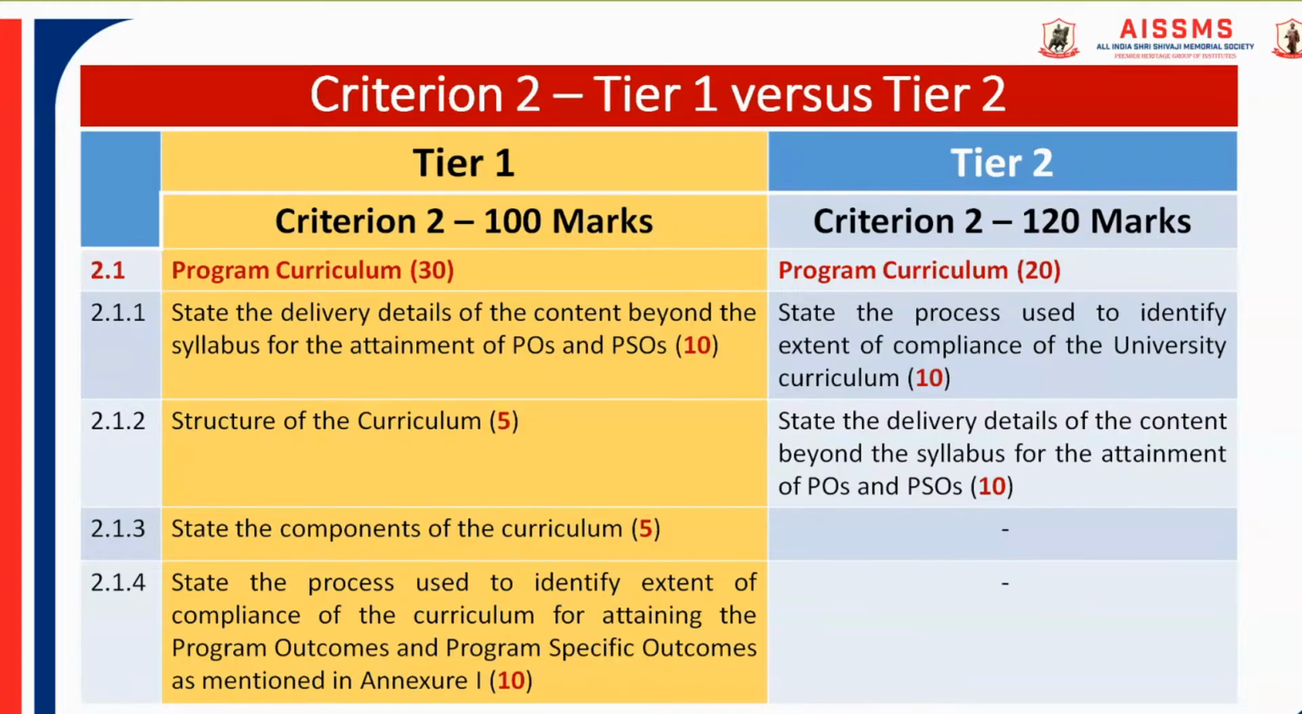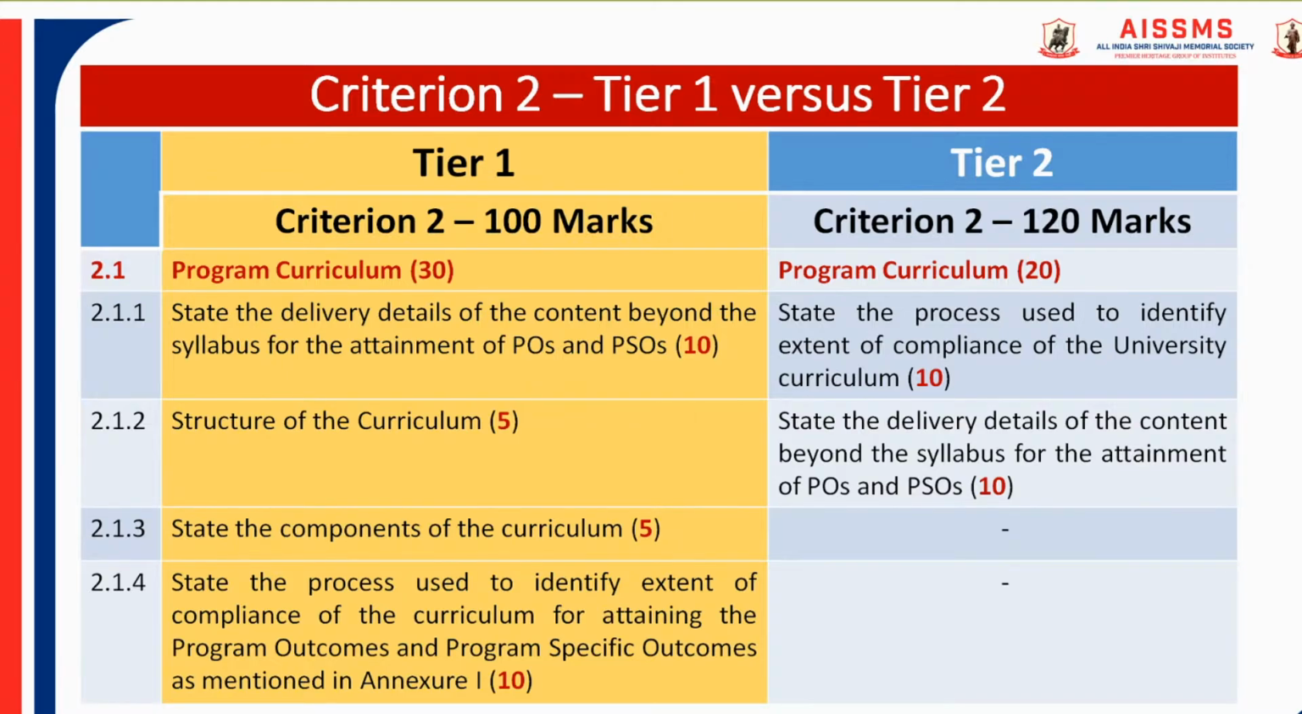The next is the structure of the curriculum. As I mentioned, it is just for 5 marks. Then state the components of the curriculum. So what are the components in the curriculum? Again, 5 marks. And the fourth point is to state the process used to identify the extent of compliance of the curriculum for attaining program outcomes and program specific outcomes, as mentioned in another one of the reports. So it is 10 marks.